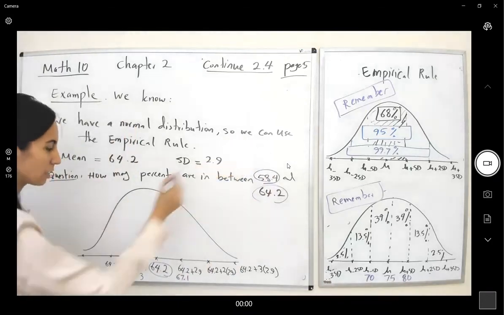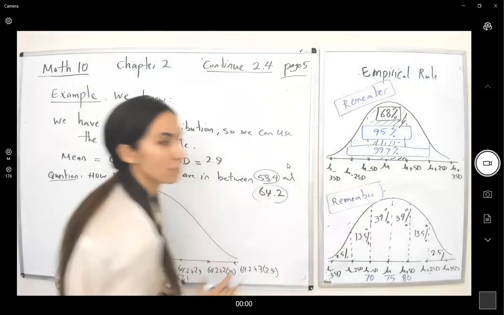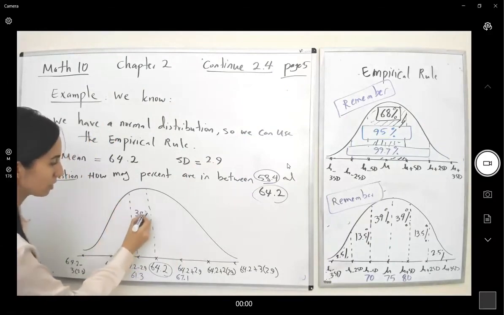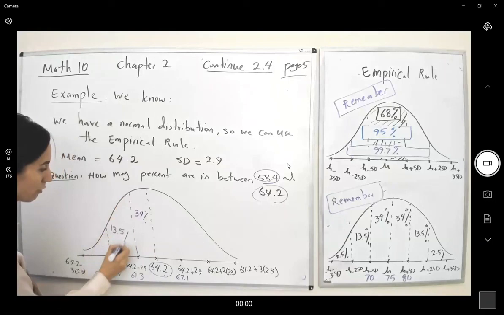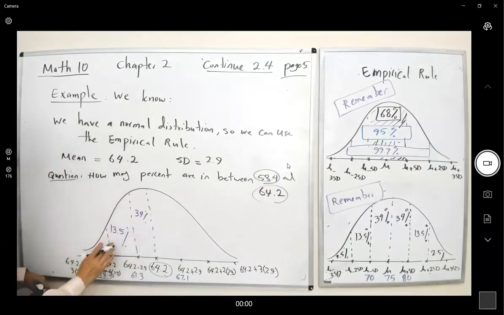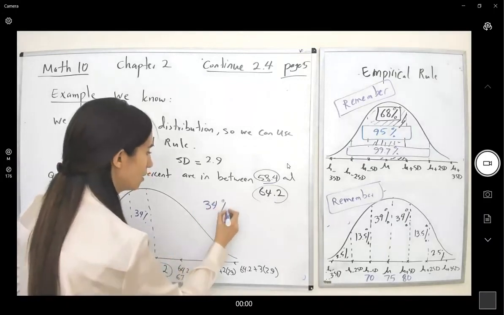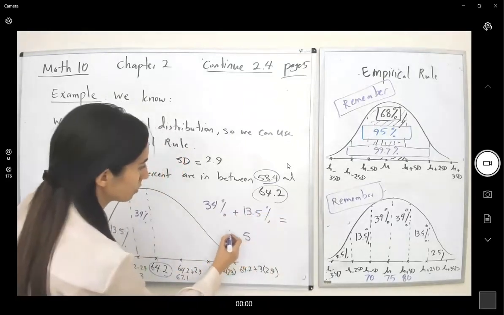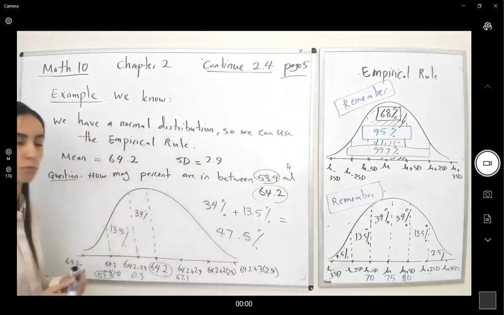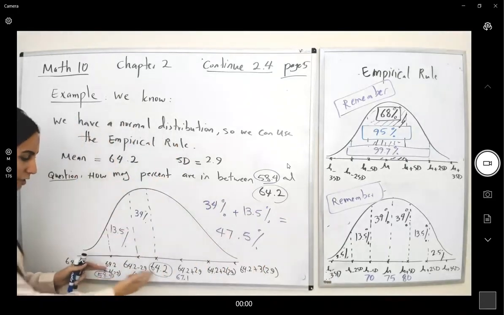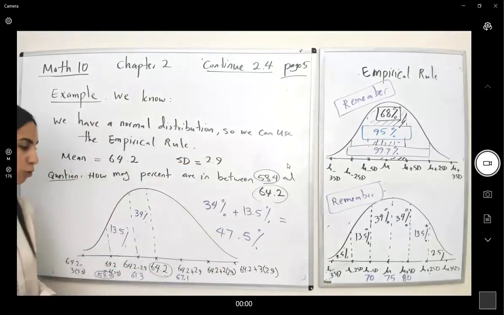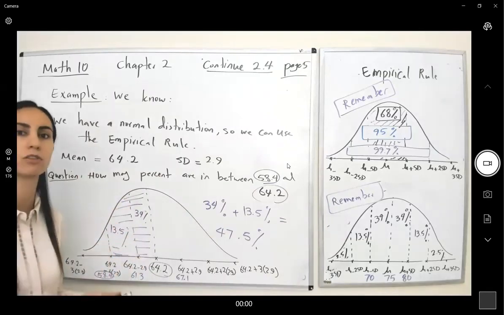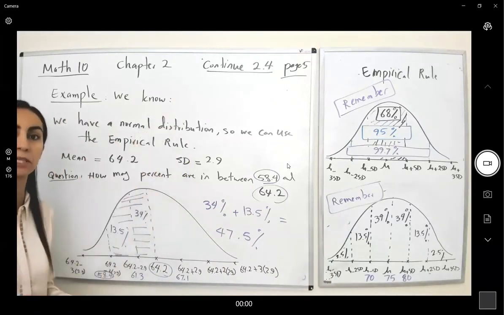Okay. So since it follows the empirical rule, I have these numbers. These percentages are fixed. I know those. So it's going to be 34%, and this is going to be 13.5%. So 34% plus 13.5% is actually 47.5%. 47.5% of all women have height between 58.4 inches and 64.2 inches. I only know the percentage. Unfortunately, I don't know how many, because I don't know how many people were in that sample.